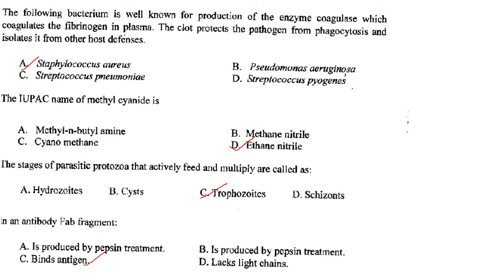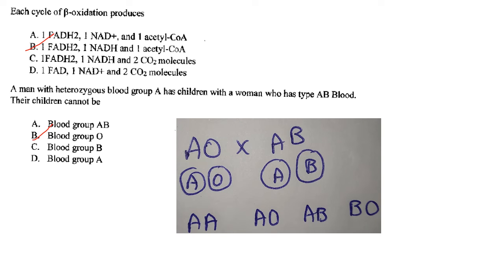Then the IUPAC name of methyl cyanide is ethane nitrile. Answer is option D. The stage of parasitic protozoa that actively feed and multiply are called trophozoites. Answer is option C. In an antibody Fab fragment, it binds antigen. Answer is option C.